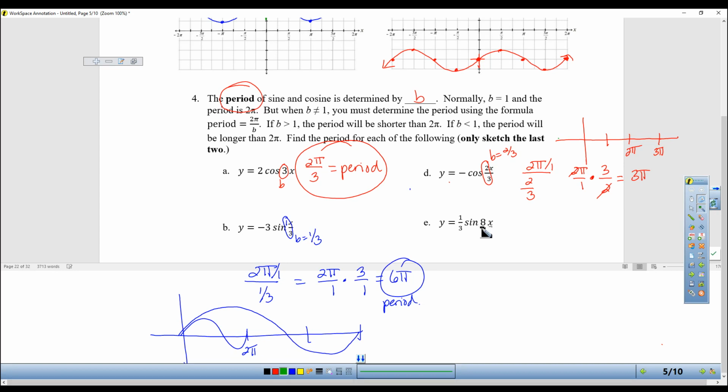This one's going to move super fast, 8 times as fast. So the period is normally 2 pi. It's going to be 2 pi divided by 8. The period's going to be pi over 4. It's going to finish its entire thing. So normally here's 2 pi. Where's pi fourths? This is pi halves. It's right here. It's going to finish the whole thing by that. It's going to go really fast.